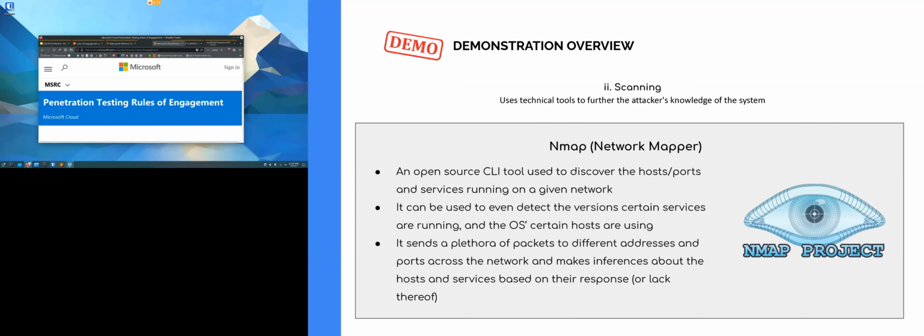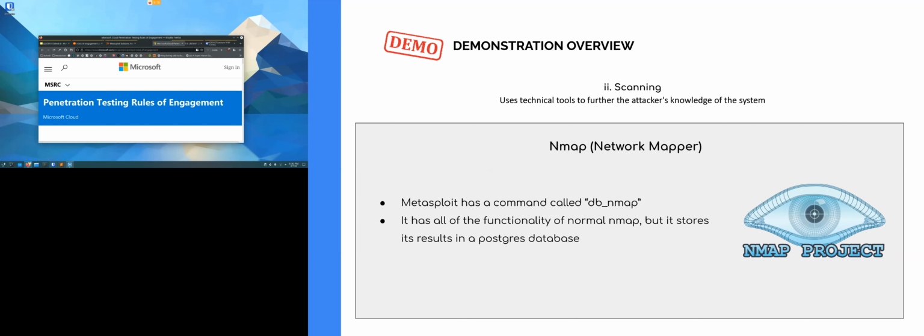It is an open source CLI tool that can be used to discover systems and services running on a given network. It's quite powerful, as it can allow a user to detect versions of running services and even the OS that a user is running. It achieves all of this by analyzing the responses, or lack thereof, to the packets it sends out. Now, Metasploit has a command called db_nmap, which has all the functionality of Nmap, and stores all the data it collects in a Postgres database, so we can call it later using commands such as vulns, services, etc. We'll see that later.